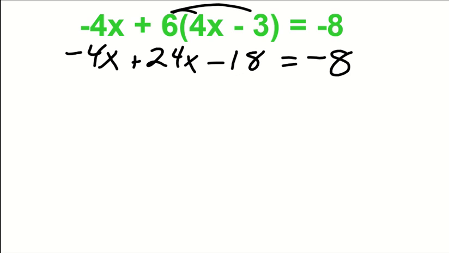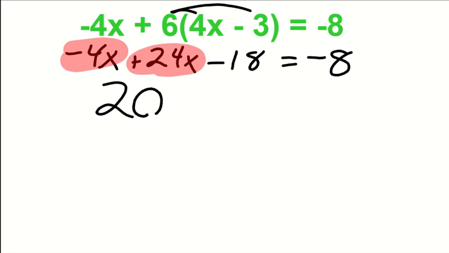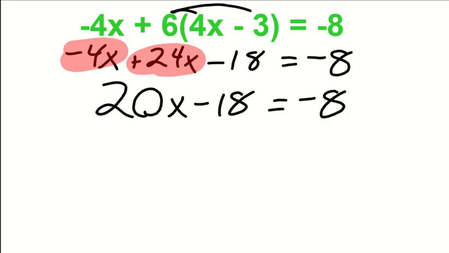All right, now we combine like terms. The 24x and the minus 4x. All right, we cannot combine the minus 18 and the negative 8. Why not? They're on opposite sides of the equal sign. To combine them, they have to be on the same side of the equal sign, okay? So what is 24x minus 4x? 20x. So we got 20x minus 18 equals negative 8. Now we're at an equation we can solve.